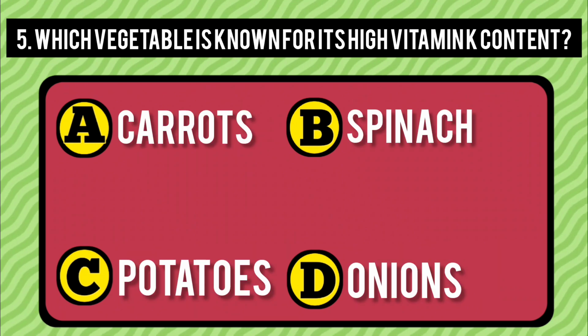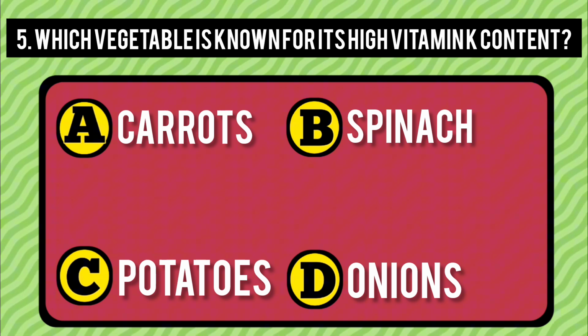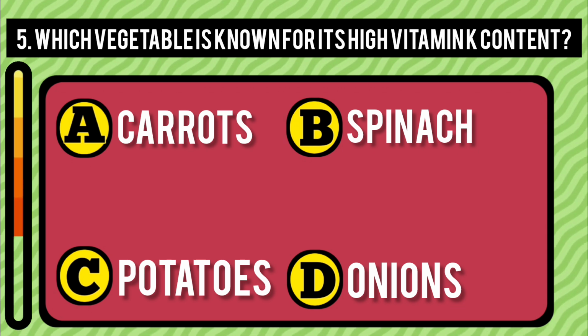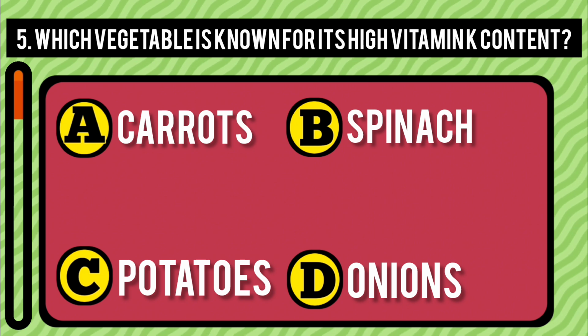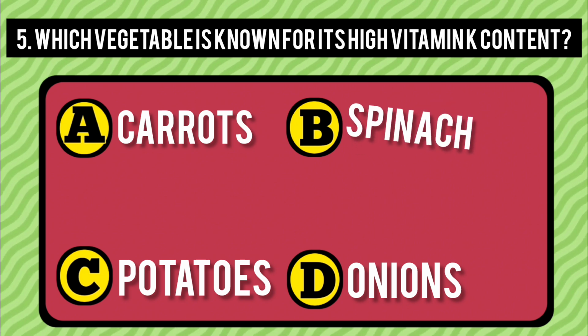Which vegetable is known for its high vitamin K content? A. Carrots. B. Spinach. C. Potatoes. D. Onions. The right answer, spinach.